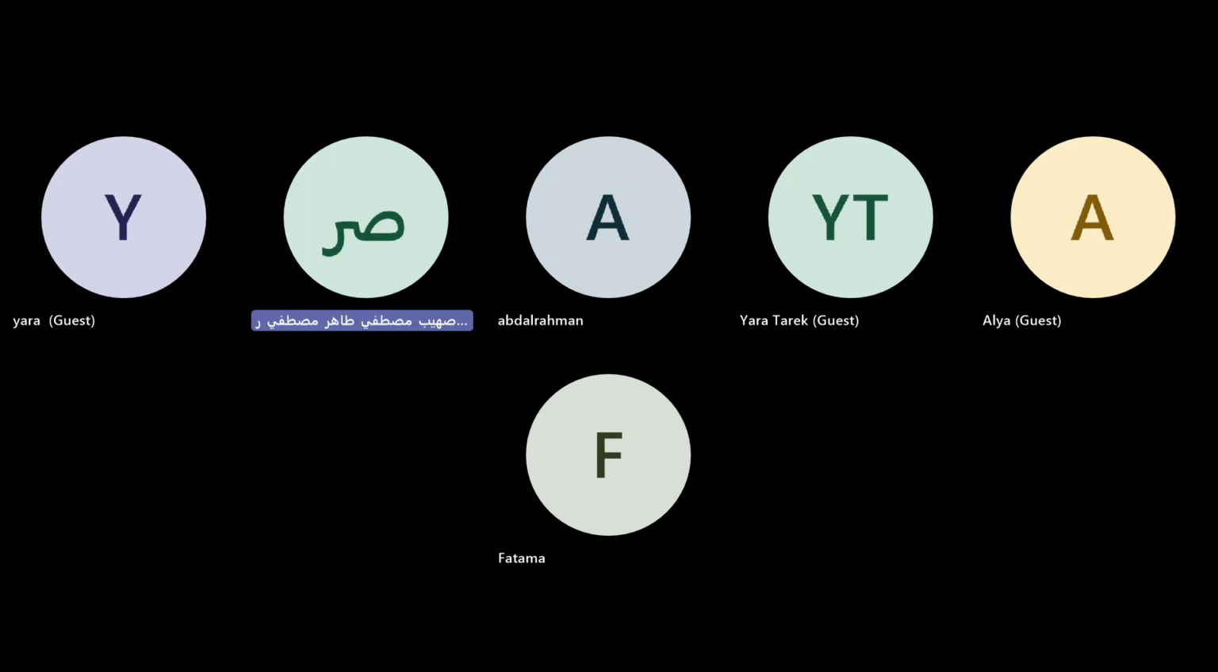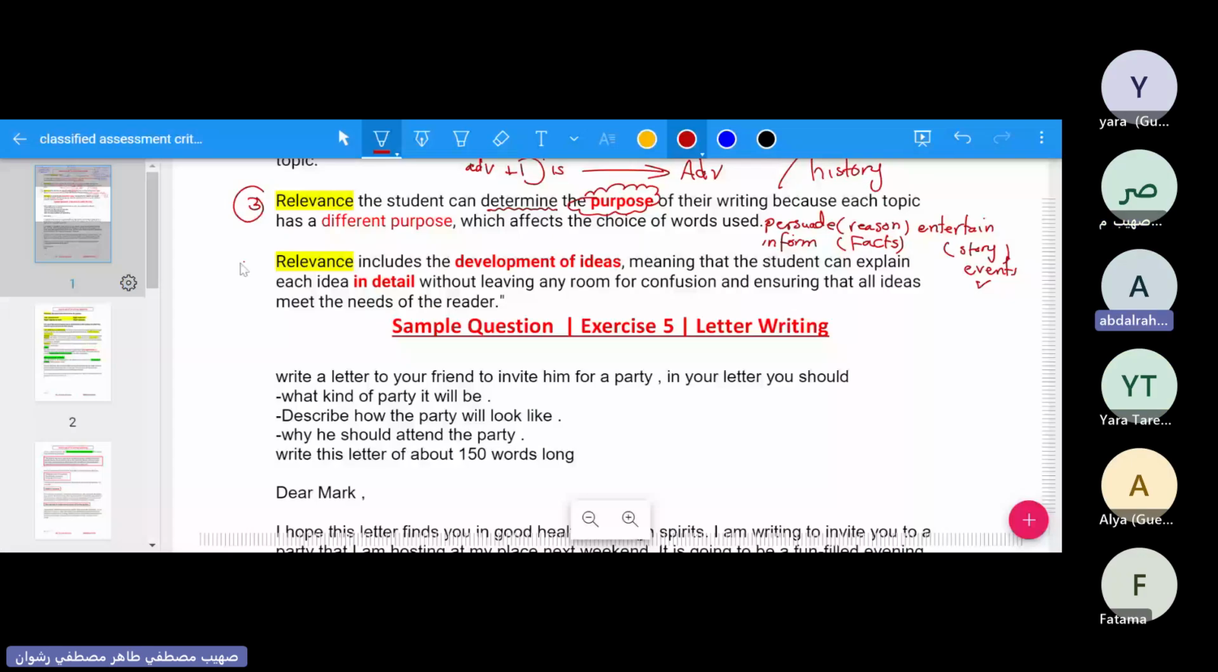Yes, number 4, Abdurrahman. Read number 4 here, relevance. Includes the development of ideas, meaning that the student can explain each idea in detail without leaving any room for confusion and ensuring that all ideas meet the needs of the reader. Thank you. So, until now, the development of ideas is one of the most important elements you must include.